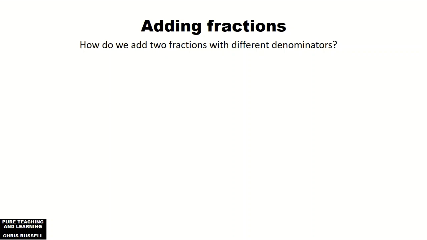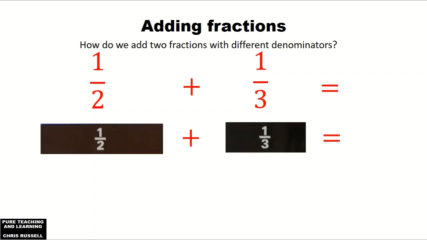Adding fractions. How do we add two fractions with different denominators? We've got 1/2 add 1/3. Now we have what we call the physical representations of 1/2 and 1/3. Now what we have to do is have a look at these two numbers in the denominators, 2 and 3.